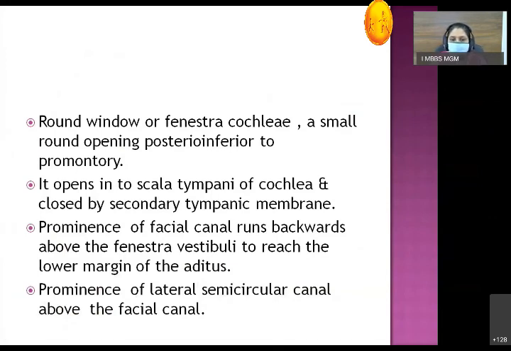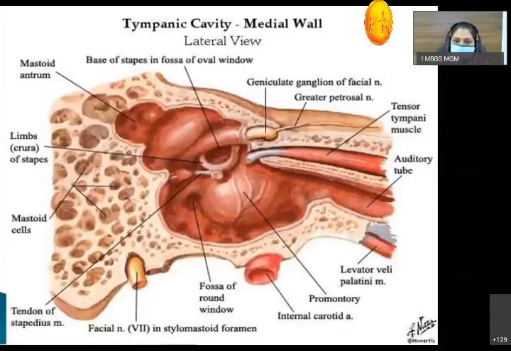So there is a prominence of the facial canal that runs backwards above the fenestra vestibuli to reach the lower margin of the aditus. There is again a prominence for the lateral semicircular canal above the facial canal. So again we can see there is a prominence for the lateral semicircular canal above this facial canal.